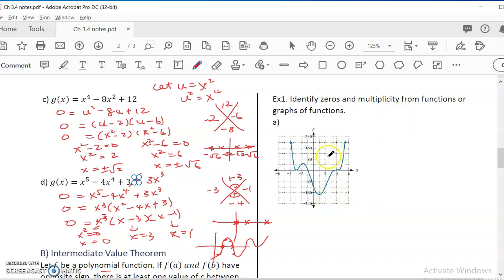So look at this. We have a polynomial. We do not know its formula, but we can tell the x-intercepts, right? So let's list the zeros. The x-intercept is also called a zero.